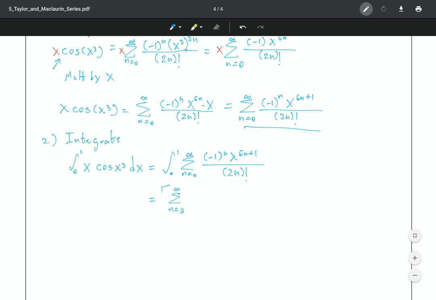Again, I'm writing a lot, but I'm just integrating really at this point. I'm going to add 1 to the power, which is going to be 6n plus 2, and I'm going to divide by 6n plus 2. I'm going to figure that out between 0 and 1. Okay. So I'm going to plug in a 1 for x.